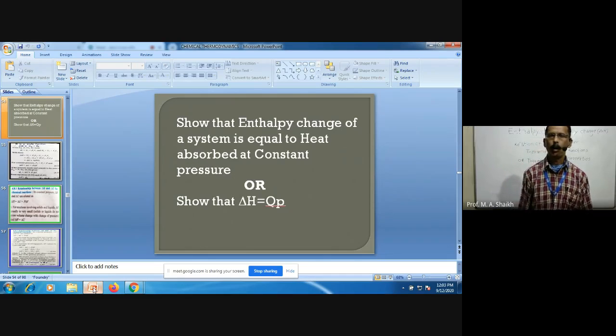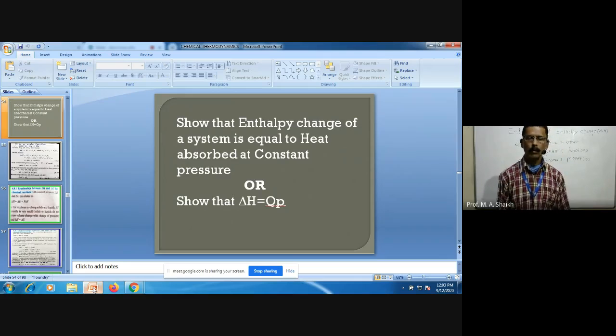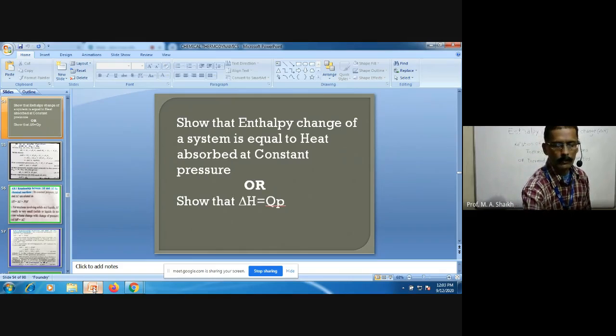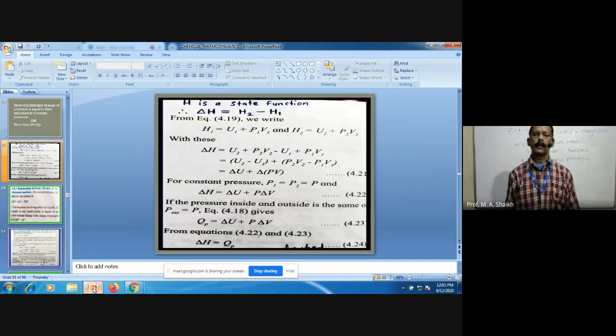Now, how to write the answer? To start with, delta H. How to calculate delta H? Delta H is equal to H2 minus H1. For the answer, we have to move to the next slide. It is a state function. Therefore, H depends only on initial and final state. Therefore, enthalpy change, that is delta H, is equal to H2 minus H1.